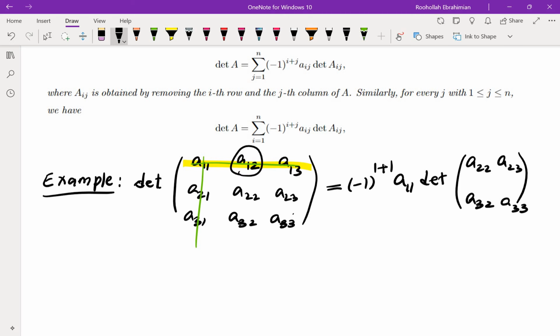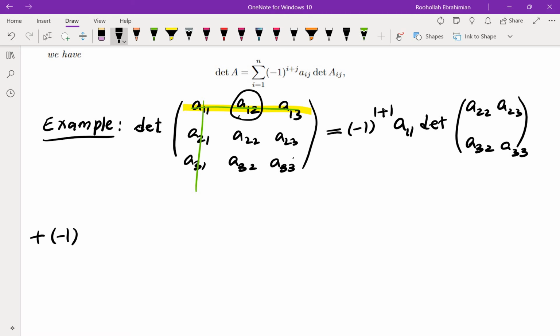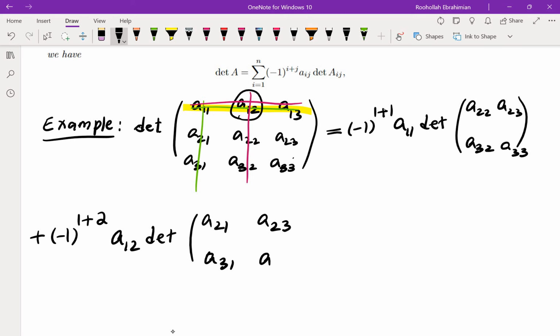Then you move on to the next entry, plus (-1) to the power of the number of row, which is 1, plus the number of column, which is 2, A12, determinant of. Now we are going to remove the row and column corresponding to that entry, and we are left with A21, A23, A31, and A33. So in other words, we go from a 3 by 3 determinant to a 2 by 2 determinant.